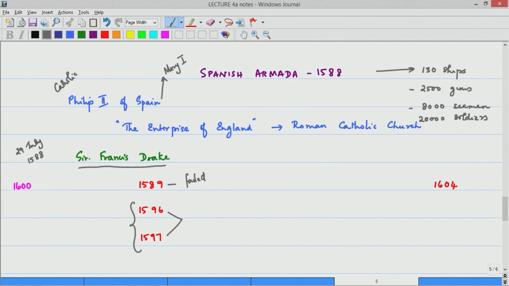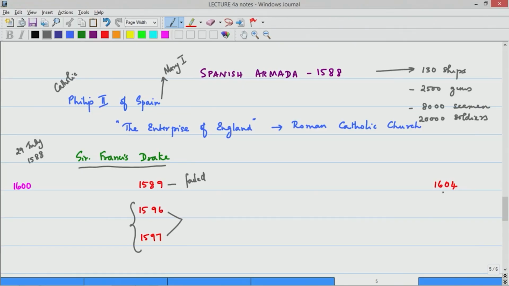And in 1596 and 1597, the Spanish Armada tried to attack England twice, but again they had to go back because of the storms and the adverse conditions. So overall, many things conspired together to make Britain into a global force during this period. And in 1604, the hostility between Britain and Spain ends, because a new treaty is signed by the successor of Elizabeth I and the successor of Philip II. So that marks an end to the ongoing tussle between Spain and Britain.